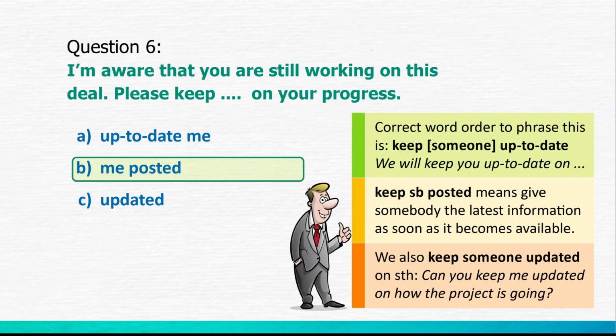So the phrase is, "please keep me posted", and "keep me posted" means tell me all the new news as it becomes available. Make sure that I have any new available information. You can say also "keep me updated". That would have been correct, but in C we don't have the word "me", so it doesn't work here. And what about A? You can say "keep someone up to date". You see in the example sentence on the right, we will keep you up to date on this situation.